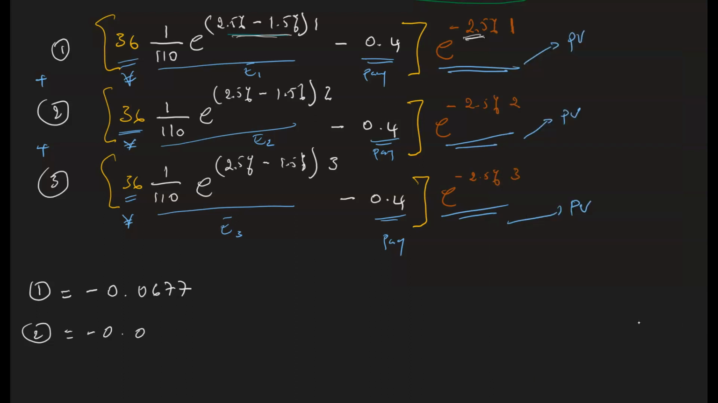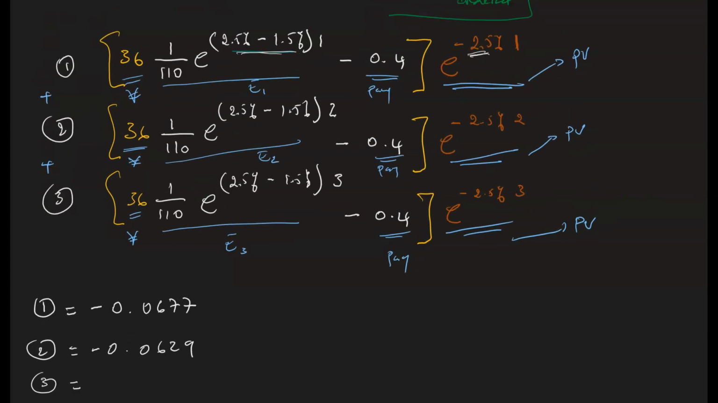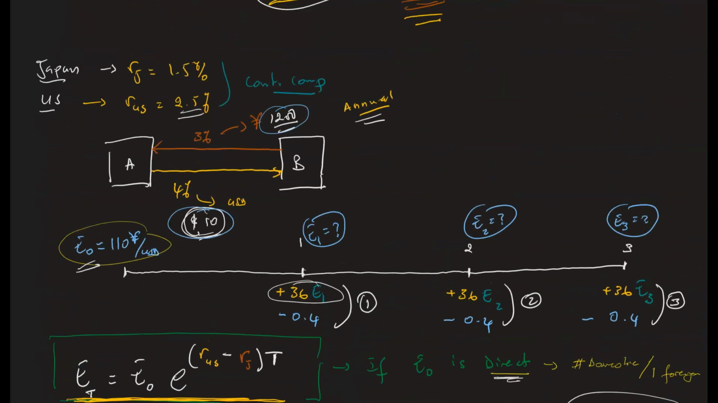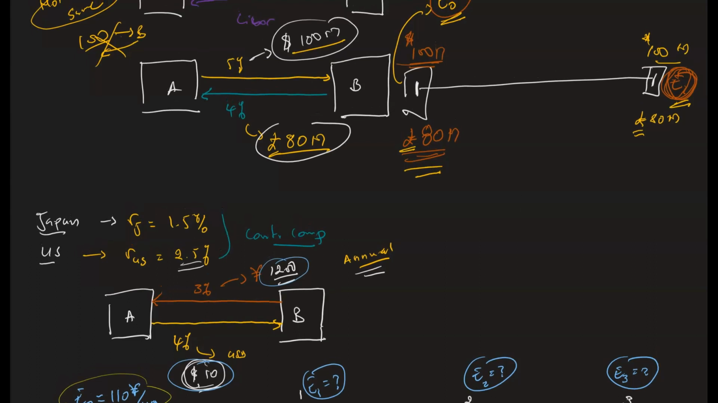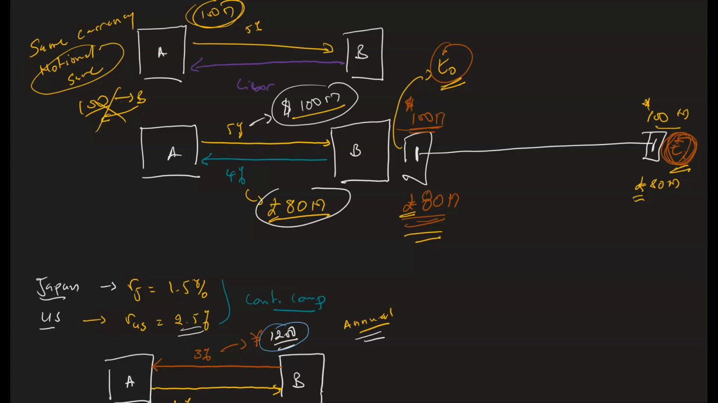So minus 0.0629, and we are going to do 3. And before we work on 3, we need to remember that in these currency swaps, the notional amounts are exchanged at the end. And if we compute the present value of the future cash flows, the initial amounts are not included in those present values because we are here, but the notional amounts are included at the end.